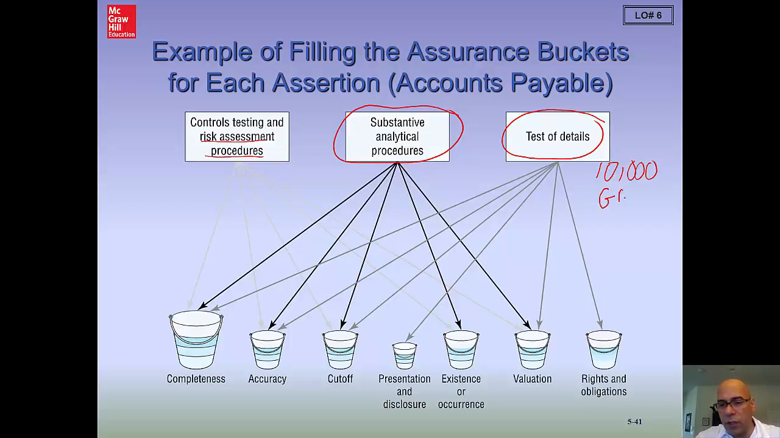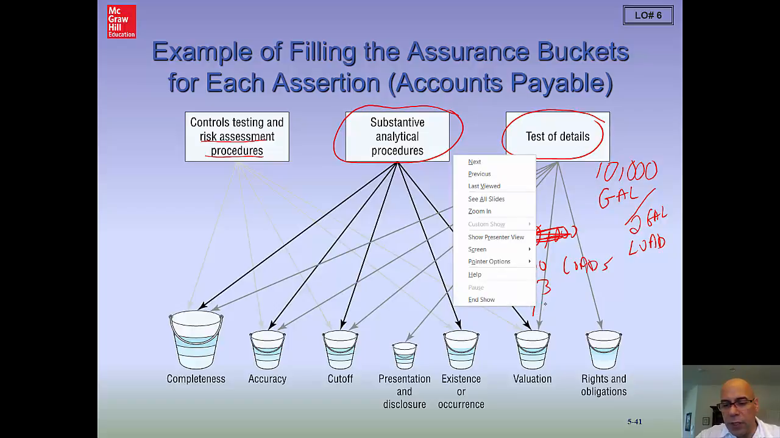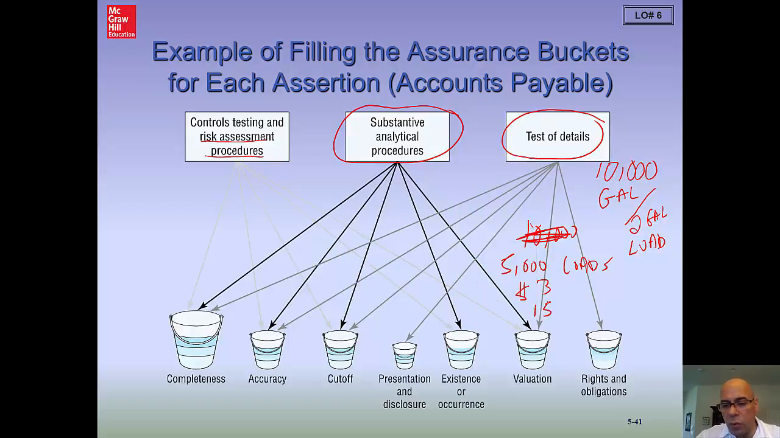And so let's say they use 10,000 gallons of water, and we determine that it's 2 gallons per load of laundry. Well, that means if we took these 10,000 gallons and divided it by 2, we're going to have not 10,000 but 5,000 loads. And if they were charging $3 per load, that's $15,000 of washing machine revenue that we would expect the client to report.